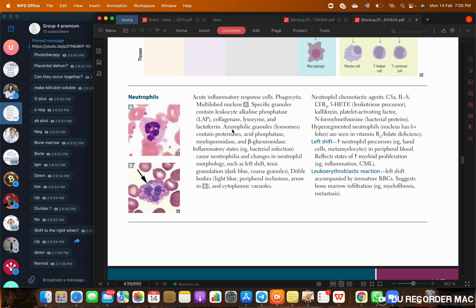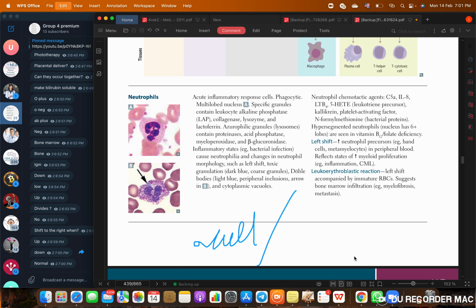So here we have the specific granules that contain the leukocyte alkaline phosphatase. Also, they have some collagenase, lysozymes, and lactoferrin, which are really important for the destruction of bacteria. And they have something called azurophilic granules, which are the lysozymes. Azurophilic means it's not an acid, not a base, basically it's neutral. Like if you have an acid and at the same time a base in the same location, you cannot say it's basic, you cannot say it's an acid. So you just say azurophilic.